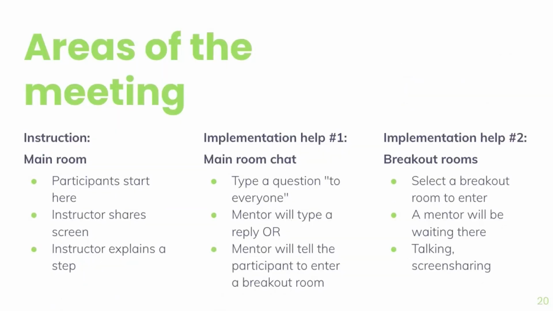Okay, so that was a lot, but just a recap of what we talked about. There are 3 areas to the Zoom meeting for the purposes of how we were using it for our Intro to Coding workshop. There's the main room where the instructor teaches concepts and describes steps to do. And then there are 2 ways for participants to get help. One is by typing a question in the chat in the main room. And the second way is by entering a breakout room and getting one-on-one help from a mentor and having the ability to talk and share screen and everything, all the richness of Zoom.